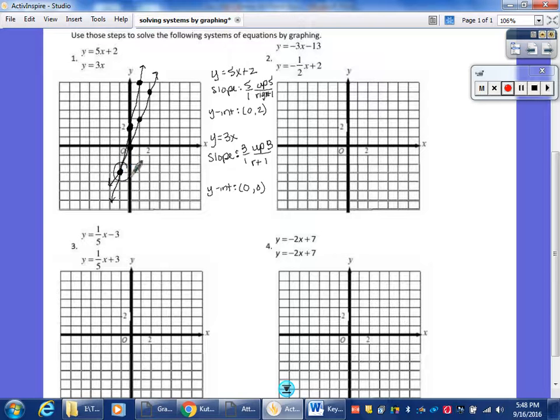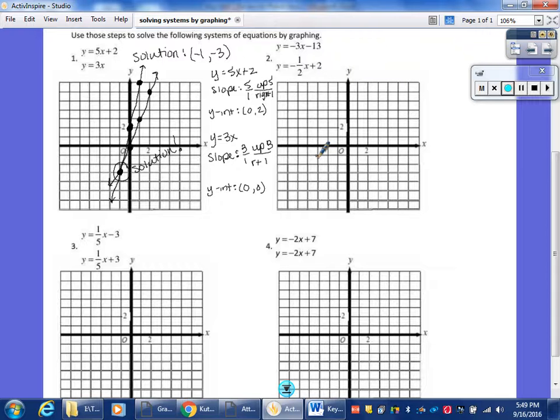Right here, this is our solution. Now, it is not enough just to say, oh, look, they cross. We actually have to identify the solution. So our solution here is the point -1, -3. That's our solution. Okay. So there's your example, guys.